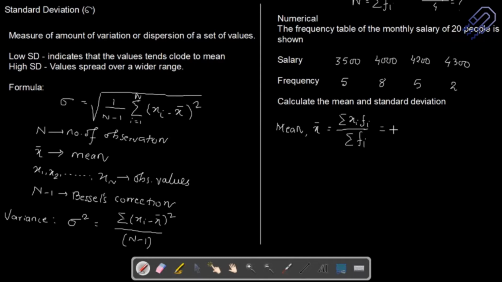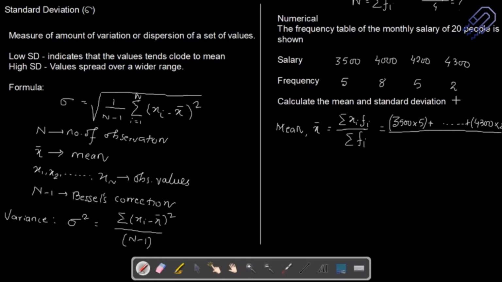So what we can do is calculate it, and then you will get the mean. It is 3,500 into 5. I'd suggest all of you to please practice. Then plus, you keep on adding everything, and finally at the end you will have 4,300 into 2. I'm not putting the other two values, it's trivial.